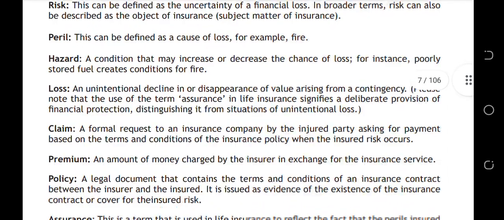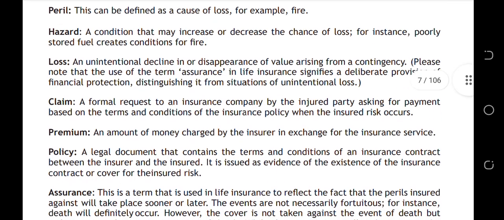So those causes of a loss can be defined as a peril. Then when we talk about a hazard, it is a condition that may increase or decrease the chances of a loss. For example, poorly stored fuel creates a condition of fire. When you are selling your diesel or petrol on the roadside and you leave it poorly stored, it is not well covered. Someone can come with a cigarette and accidentally throw it in your petrol. What happens? It can easily destroy all the goods that you have been storing there. So it's a condition that can increase the chance of a loss. That is called a hazard.